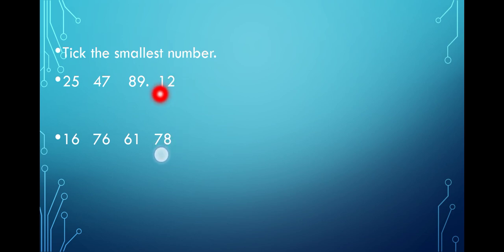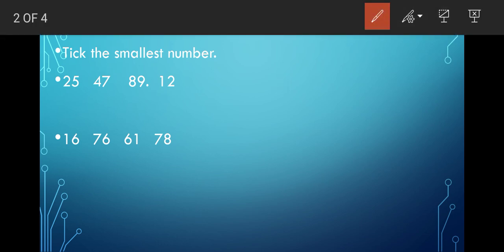So you will take 12. Okay. So let me take 12. If the question is tick, you will do tick. If the question is asked to ring the smallest number, you will ring it. Okay. So don't make any mistakes. So if in the question it is cross the smallest number, then you have to cross. According to the question, you have to write the answer.